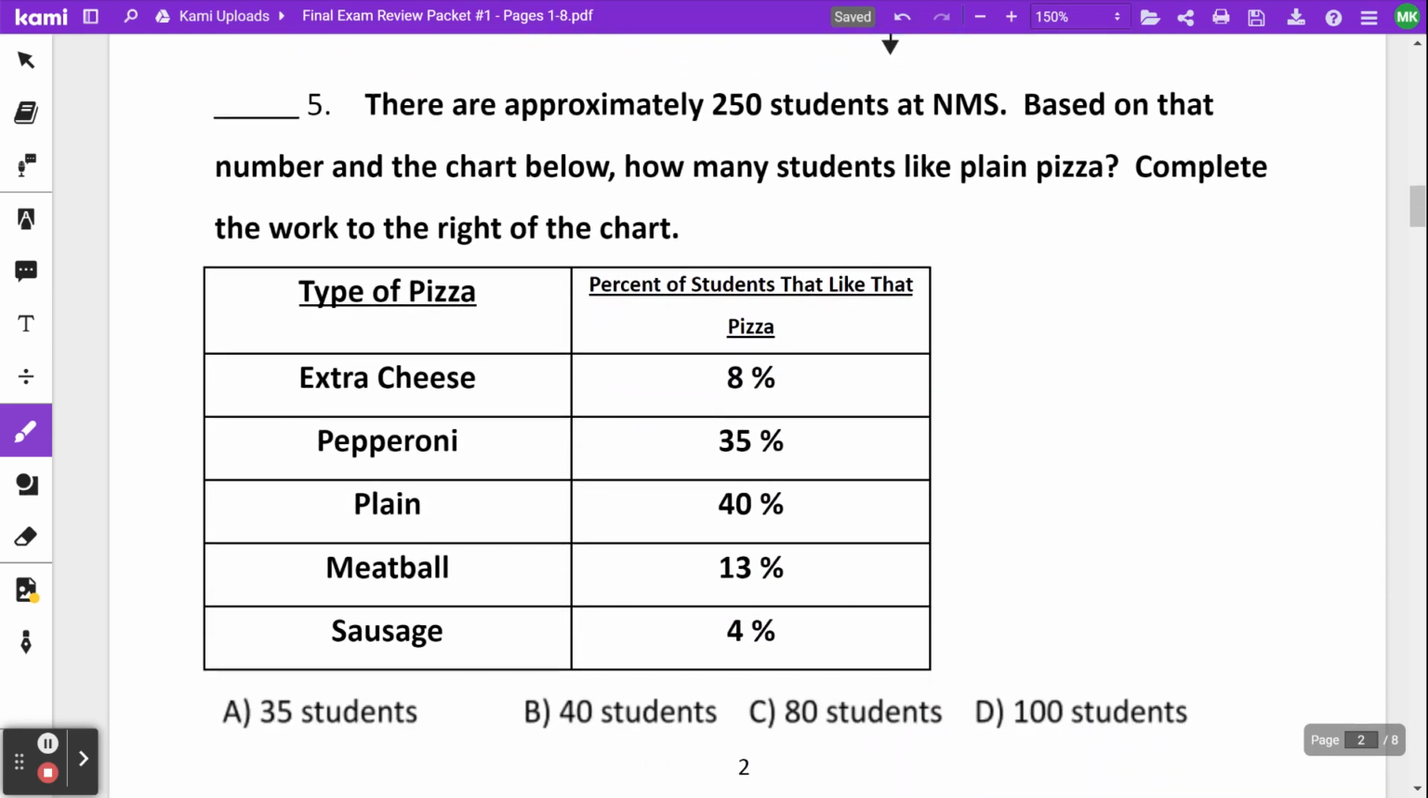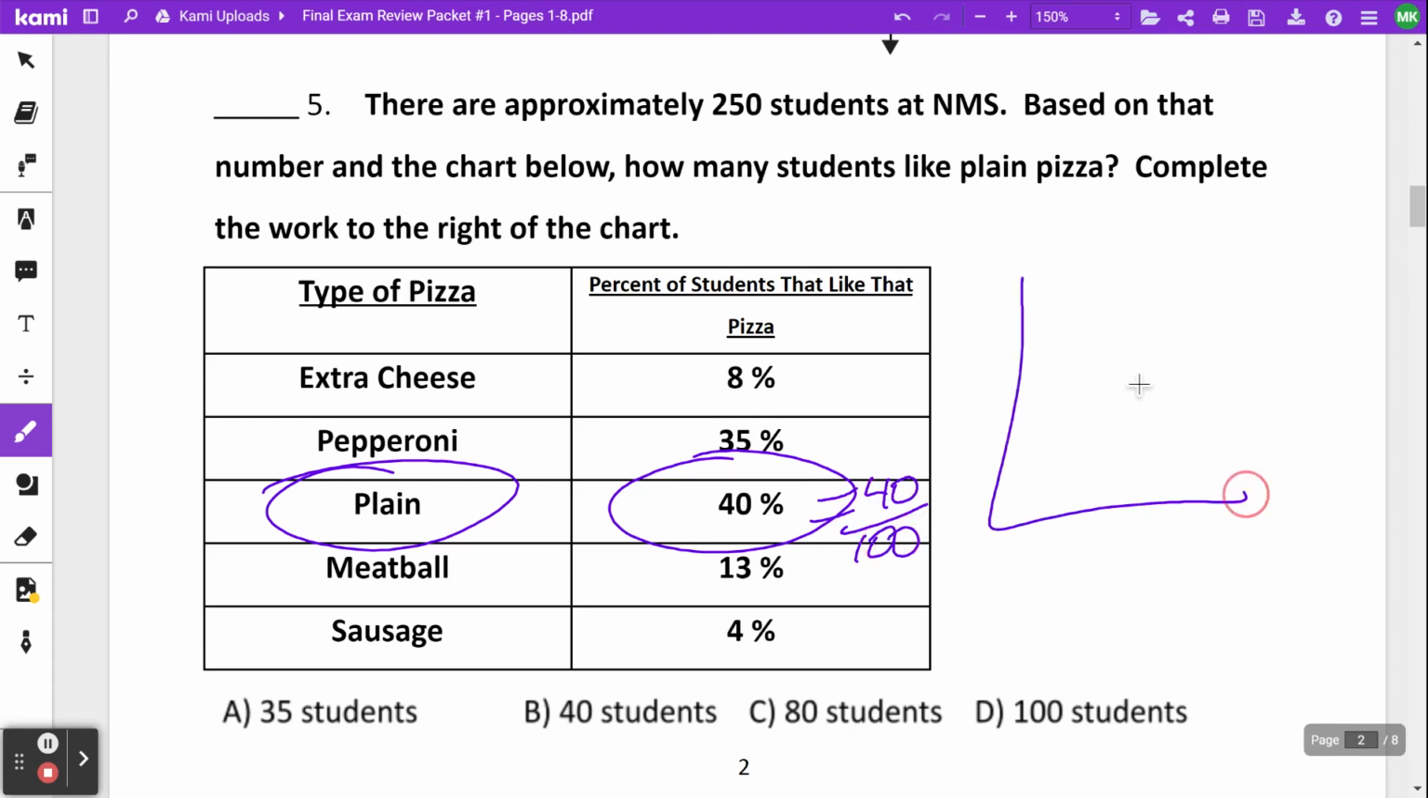Next, there are approximately 250 students in Esquake Middle School based on the number of the chart below. How many kids like plain pizza? So I'm just going to circle this area here. Oh, percentage. A percentage is some value out of 100. So I'm just going to write 40 out of 100. Okay, and I'm going to go into ratio chart land. Other ways to do this, but this is the way I kind of like.